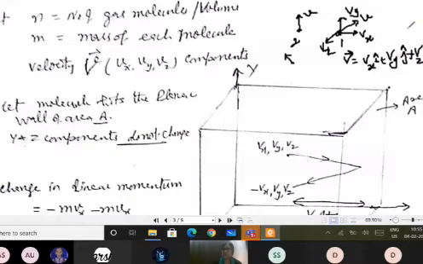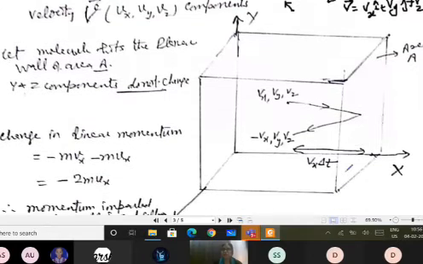It means the y and z components of the velocity are not changing because the motion is along the x-axis. So when the motion is along the x-axis, mass is m, and velocity is vx along the x-axis, then what will be the linear momentum? Linear momentum will be mass into velocity. So that will be m into vx. And what will be the change in linear momentum?